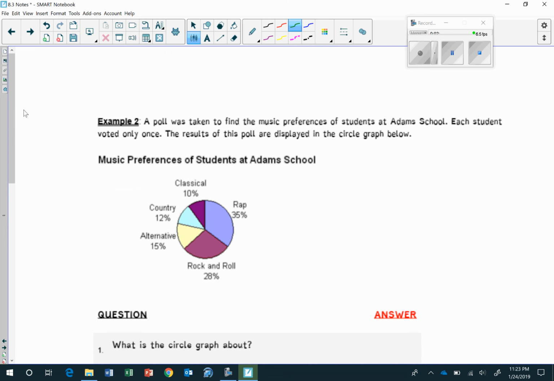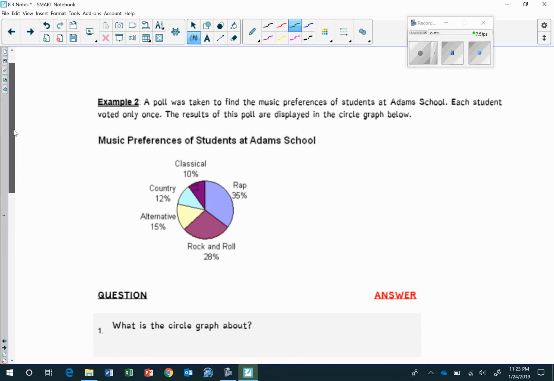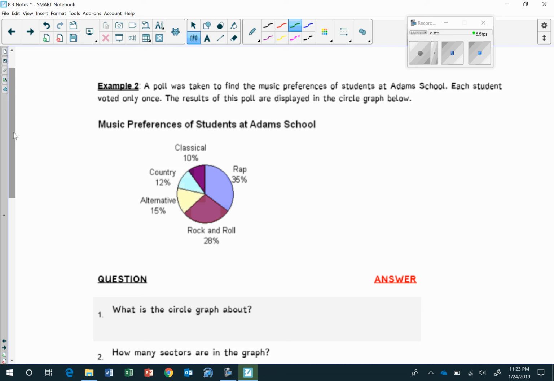On the next page, we're going to look at how to interpret a circle graph. A poll is taken to find the music preferences of students at Adams School. Each student voted only once. The results of this poll are displayed in the circle graph below. We have 35% rap, 28% rock and roll, 15% alternative, 12% country, and 10% classical. So the first question is, what is the circle graph about?